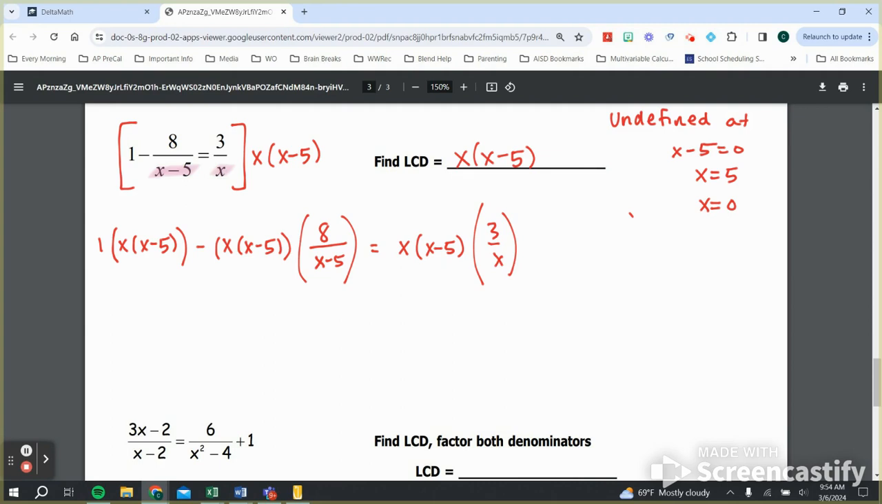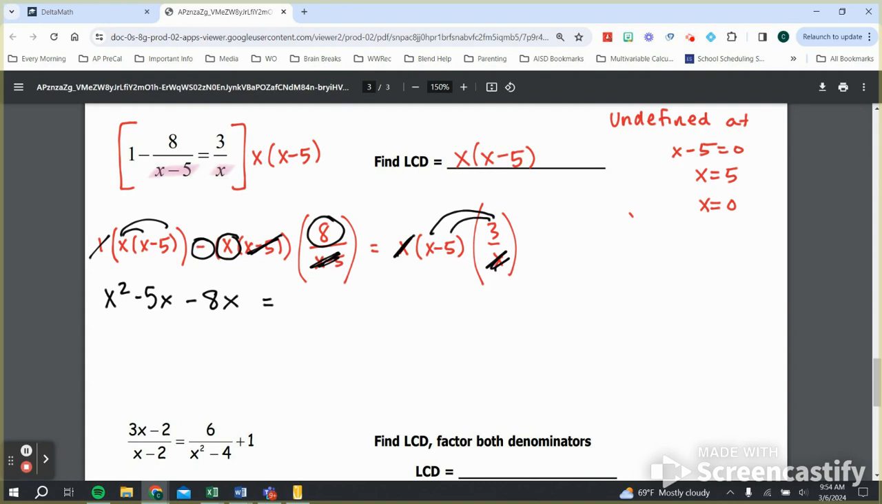There's nothing to cancel out with this first term. If I just multiply that one, we don't even need it. So I'm going to distribute here. So we're left with x squared minus 5x. On this side here, our x minus 5's cancel out. I'm left with an x and an 8. And then we have a negative, so this is negative 8x. And this equals, and here the x's are going to cancel out.